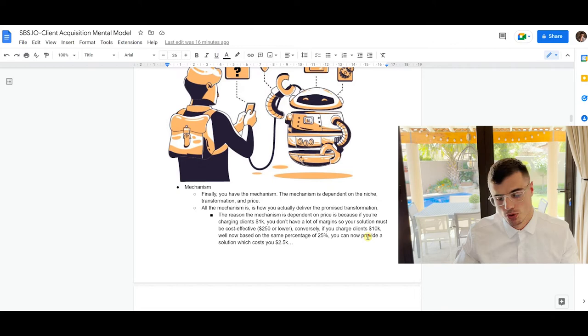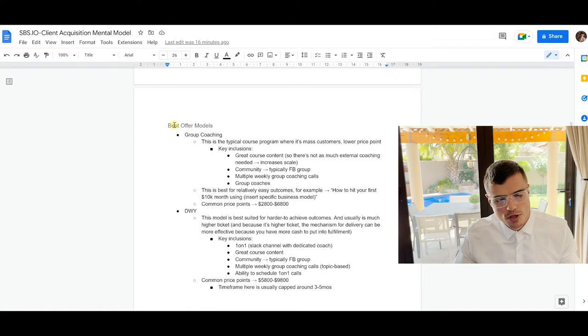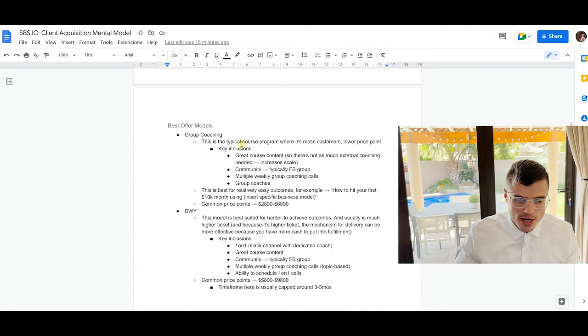So now if we roll over to some models, right? For group coaching, there's a few ways you can go about this, but what is important here is the typical course program where it's mass customers, where you rely on volume, right? So a lower price point within this model. Key introductions here is great course content. So there's not much external coaching needed to increase the initial sales, but it is the immediate value that's derived as soon as you onboard someone, right? As soon as you have that first initial meeting, that is also what determines how long the initial LTV of the customer will be and how quick the initial churn will be, right?